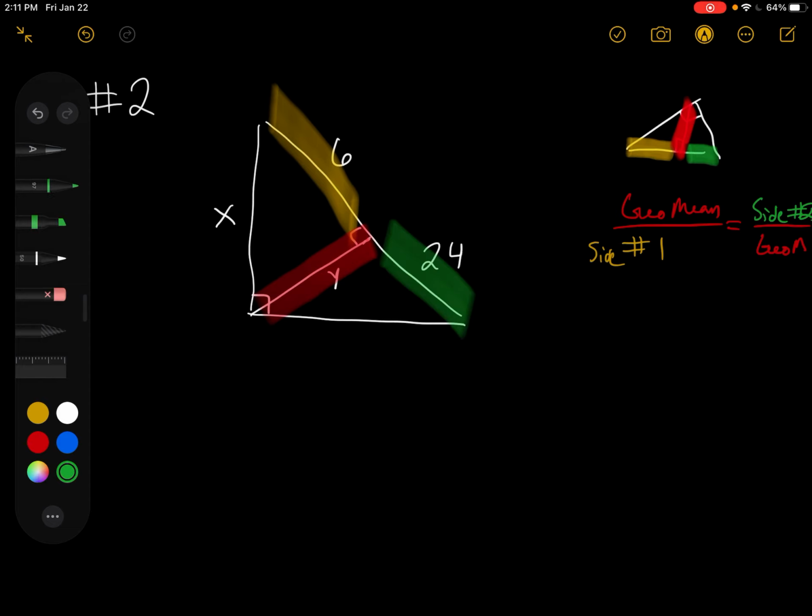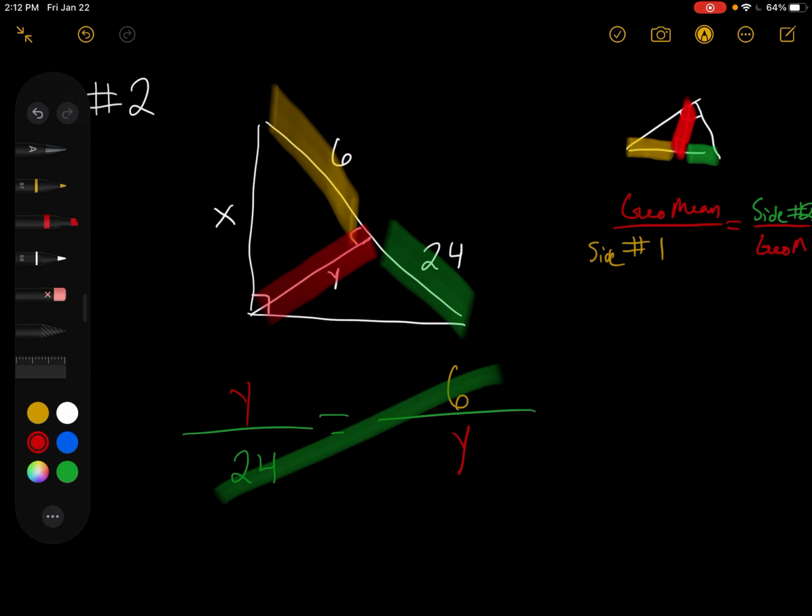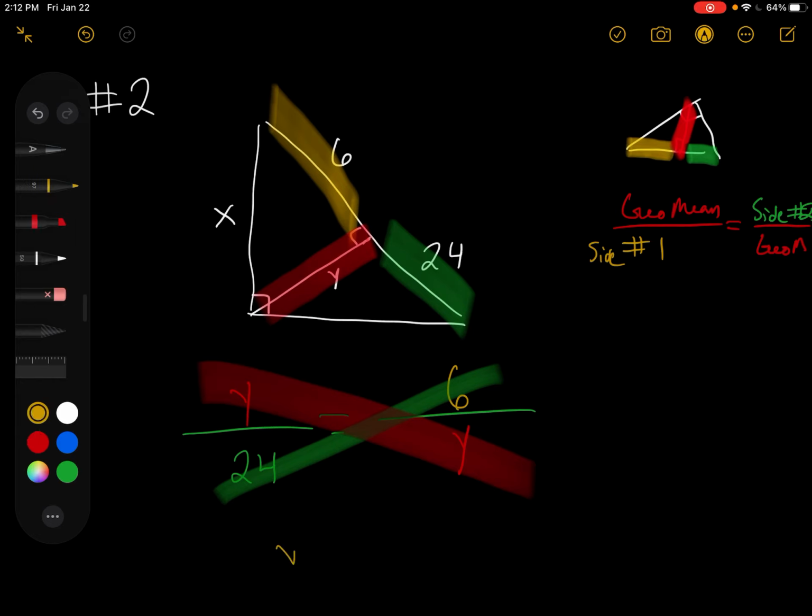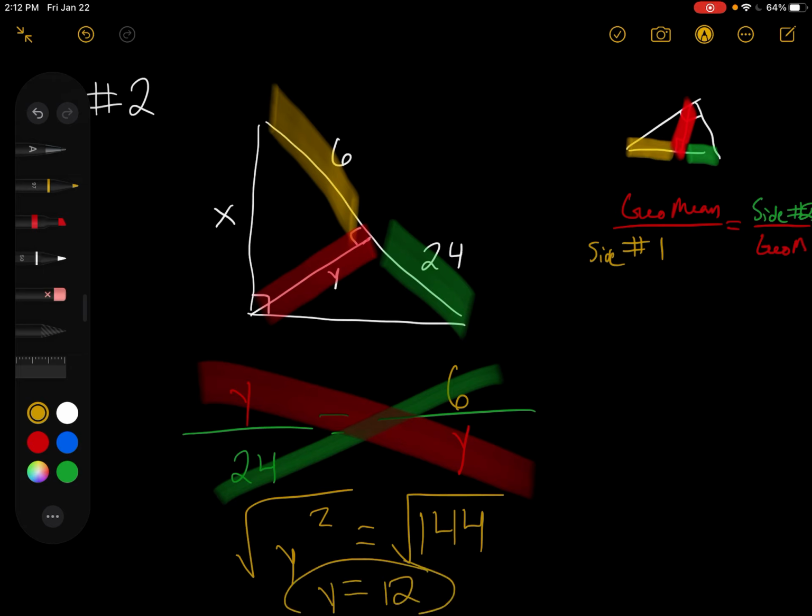So we want to set that up exactly the same way, where y is our geometric mean, so we'll set that up where it belongs. And then first things first, side number 1, and then side number 2. So again, same type of idea for solving for y here, cross multiply, and then we can go through and divide thereafter. So we'll get y squared equals 24 times 6. Take the root of both of those, and we'll get a value of y that equals 12. So that's the first step that we have to solve for there.